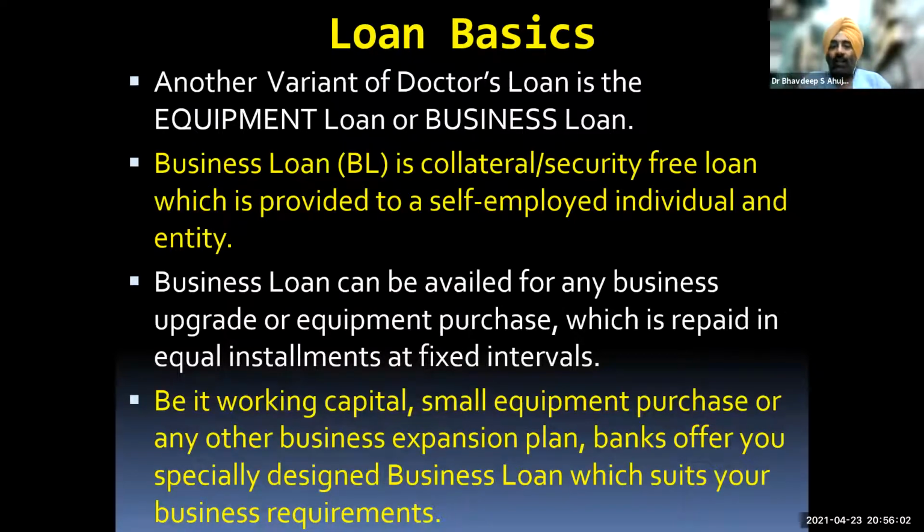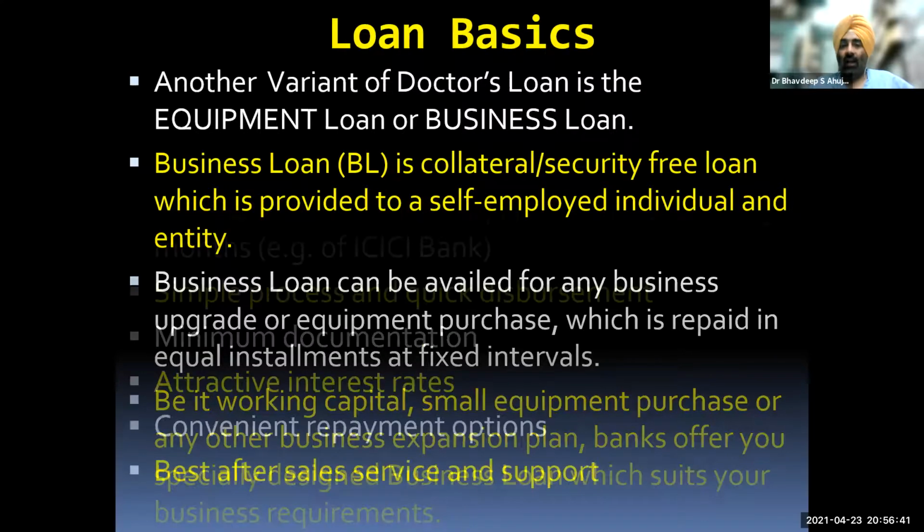So another variant, as I mentioned, equipment loan or business loan. The business loan is a collateral or security free loan given to self-employed or the salaried, both. It is sometimes possible to be given. There are individual categories also, which I'll be discussing in the further slides. So if you require it for any business upgrade or equipment purchase, you need these equal installments at fixed intervals. These need to be paid back in equal installments at fixed intervals, whatever the bank sets. So the requirements can be working capital, small purchases, expansion. They have different tailor-made loans for doctors, which can actually help them.